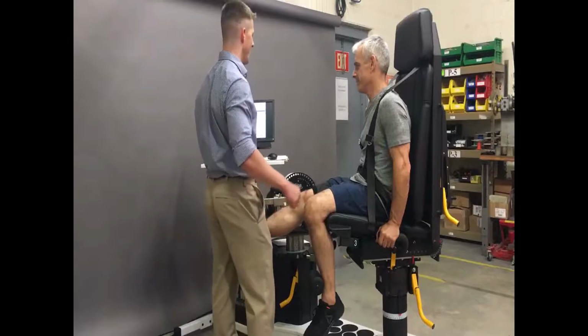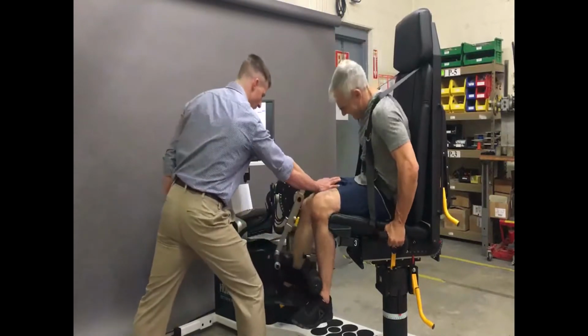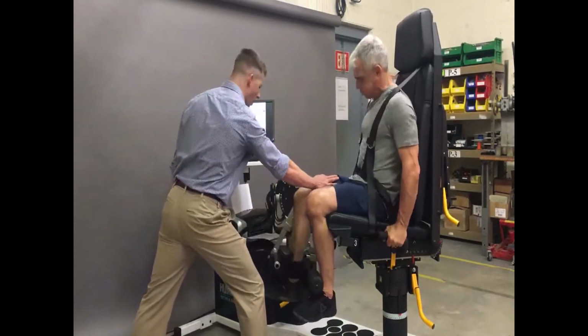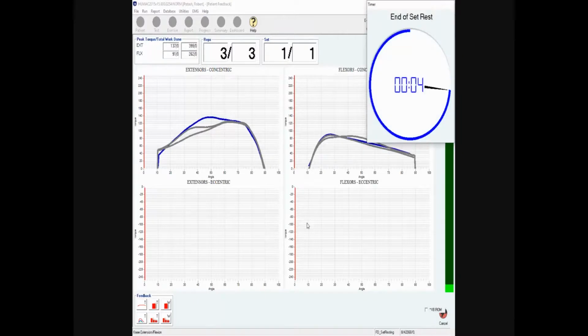After a short rest, the test is the same. All 3 are going to be as hard as he can, but it's 3 reps, pushing up on the way up, pulling down on the way down as hard as he can. Here you can see the variance in the torque curves of his quad, but his hamstring lines up pretty closely.